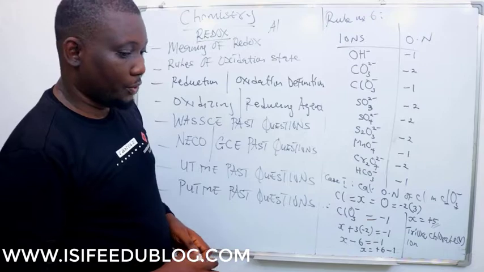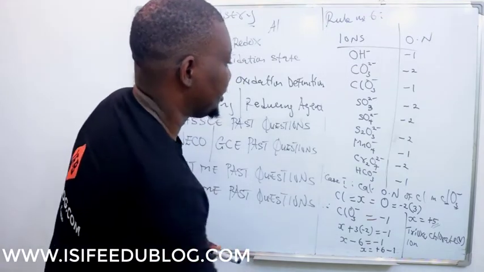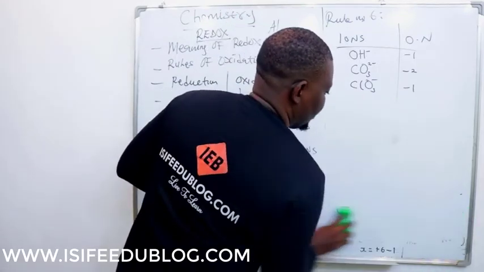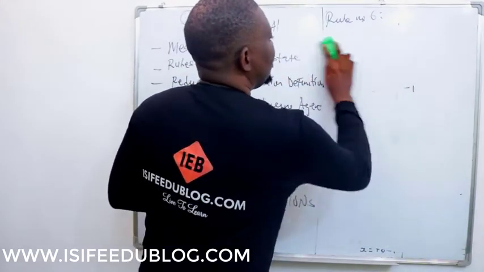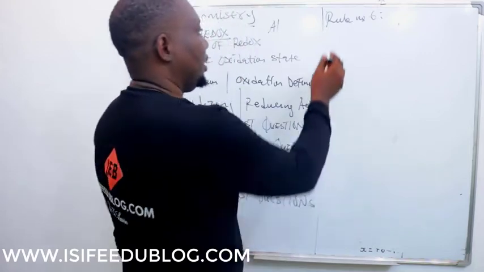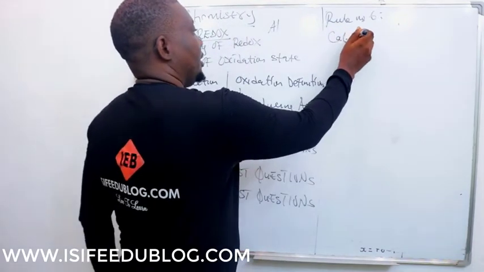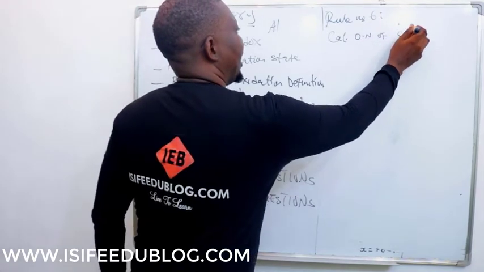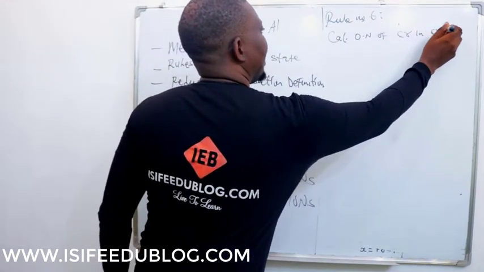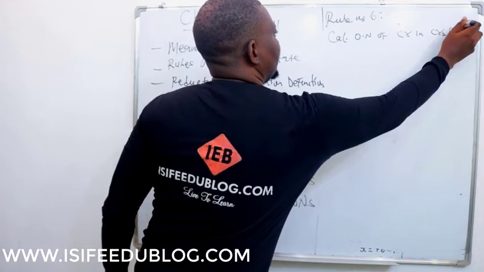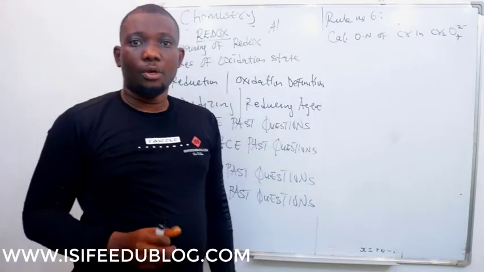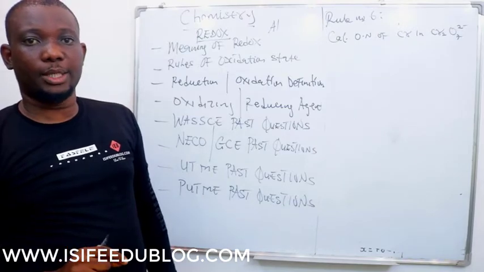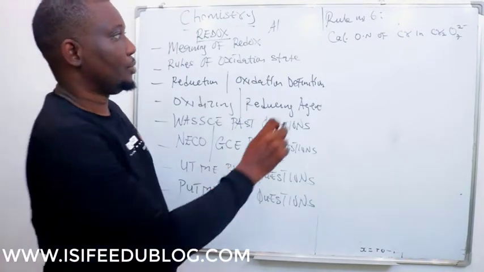And then you can pause the video and try this. I'm going to give it as case 2. What if, in that same rule, you're asked to calculate the oxidation number of Cr in Cr2O7 2 minus. What do we do? You can pause the video shortly and try and see if you can solve it. And then we look at it.